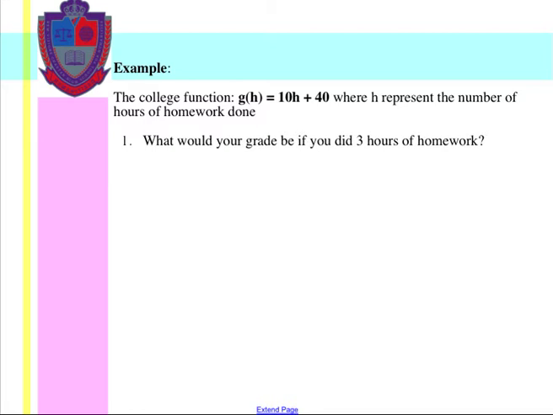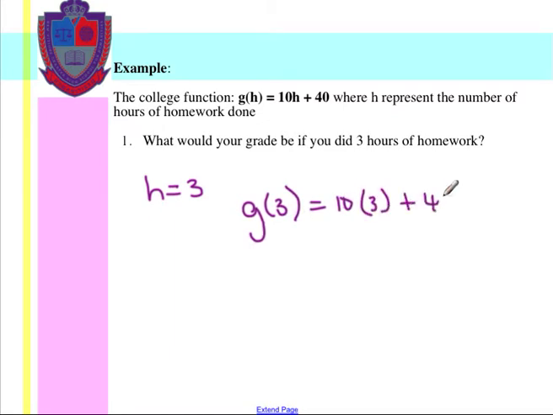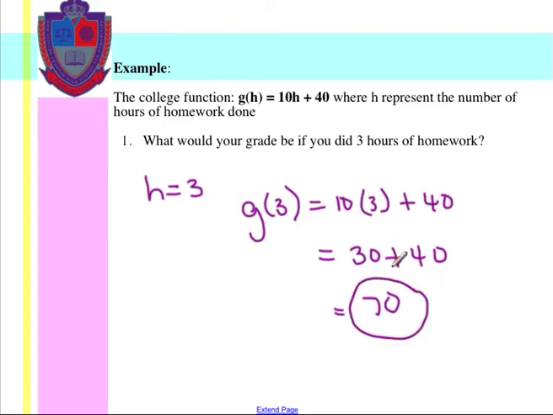So this function, g of x is equal to 10h plus 40, where h represents the number of hours you studied. When you plug in the number of hours you study, you're automatically going to get your grade. So the first one said, what if I study 3 hours? So my h is 3. All I'm going to do when I'm evaluating a function is substitute those values. So every time I see h, I'm going to substitute it with 3. This becomes 30 plus 40. This is 70. So if I did 3 hours of studying, I'm going to get a 70 in class.